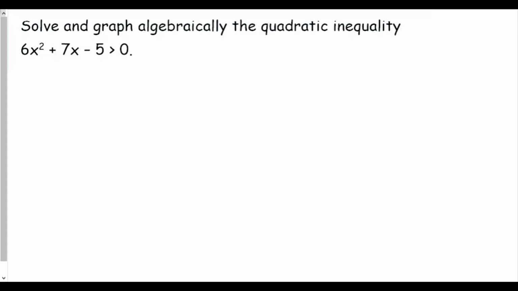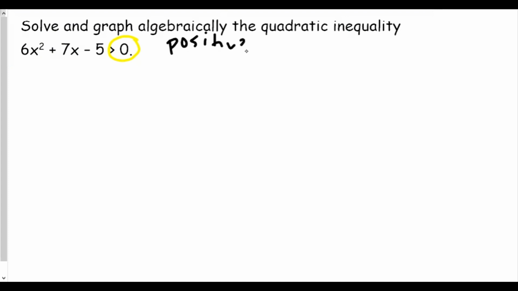Hey, welcome back. So here's our next question on our review sheet for our midterm. This one we're trying to solve the quadratic inequality of 6x squared plus 7x minus 5 greater than 0. Okay, so the inequality in this case, we want to figure out all the values of x that make this expression positive. We see greater than 0 here, so it's very important to see greater than 0. That means positive.